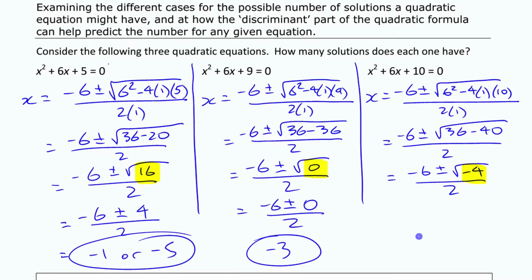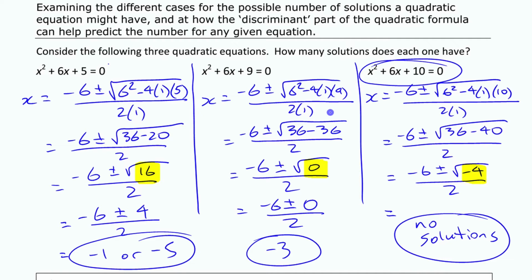And then the last one, negative 6 plus square root of negative 4. The square root of negative 4 is undefined. There is no square root of negative 4 in the real numbers. So this actually has no solution. If you get a negative underneath there, there is no solution to that. This equation here has no solution. There's no value that works for that equation. There's one value that works for this equation, and it's negative 3. You can put it in to check. And there's two values that work for that equation.